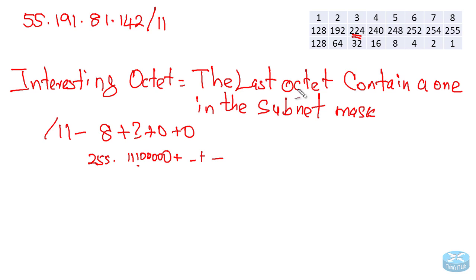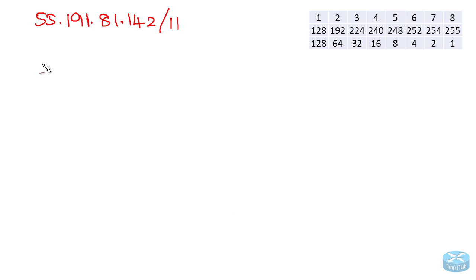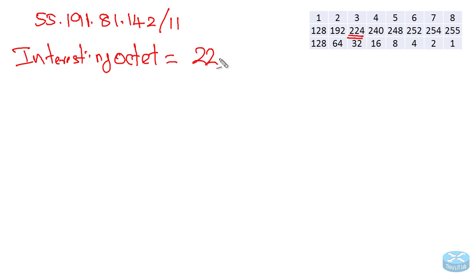What is the interesting octet here? The last octet containing a 1 in the subnet mask is 224 here. So the interesting octet is 224. So now we know what the interesting octet is. Now we know the interesting octet is the second one here, 224.